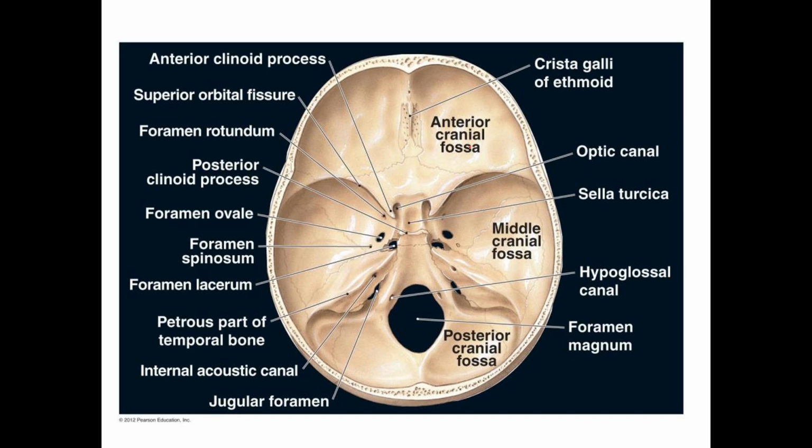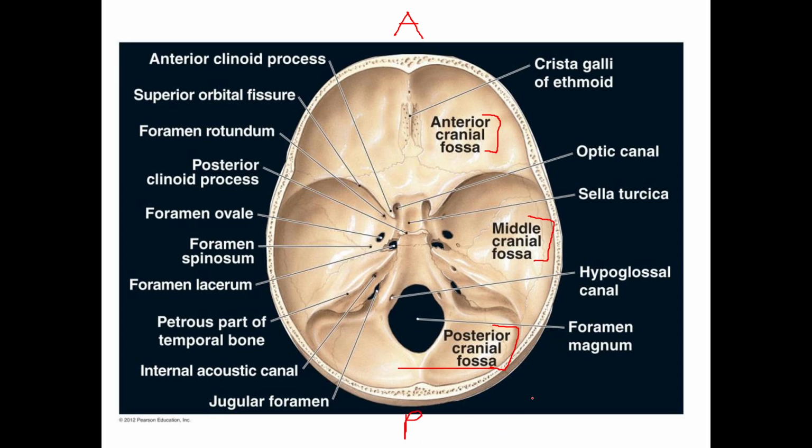Alright, taking a look at these, there are a few different structures here. There's going to be our anterior, middle, and posterior cranial fossa. These are just what they are. A fossa is like a shallow indentation into the bone. And the anterior and posterior kind of gives away which side is which.